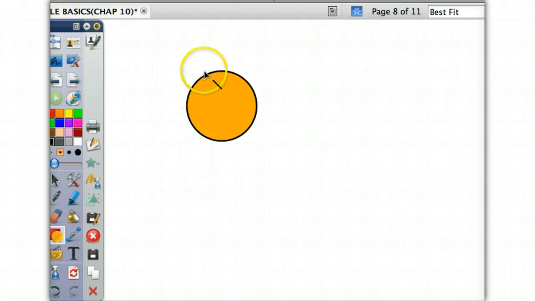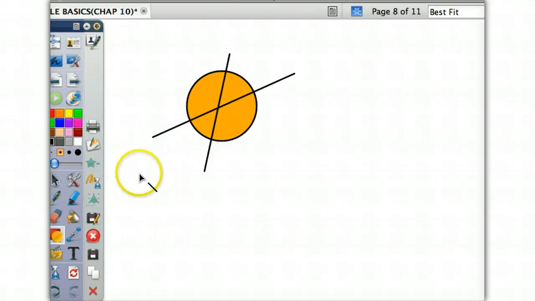Watch carefully now as we do a different situation here. Let's say we've got two segments that intersect in the circle here. We want to find the angle that they make as they intersect. Go ahead and draw a circle.